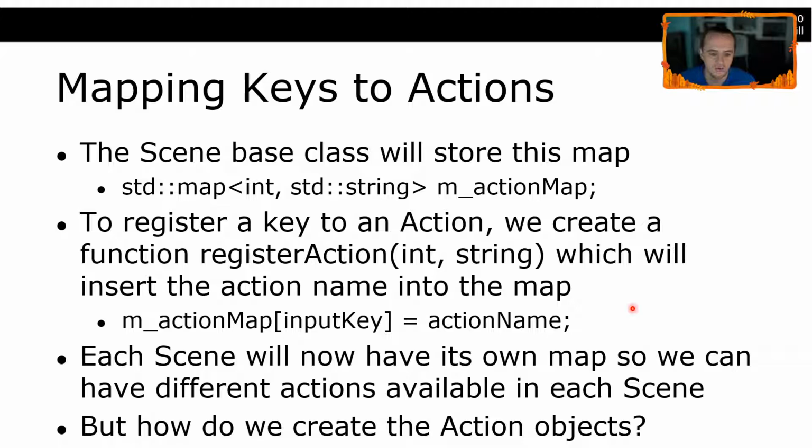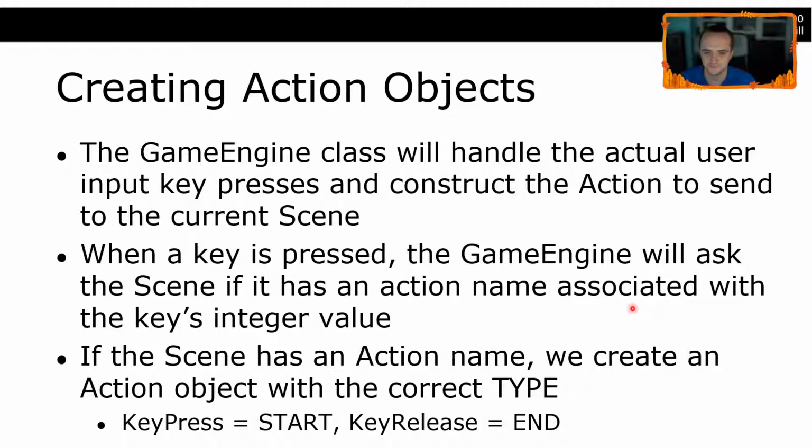But how are we actually going to create the action objects? The game engine class is going to handle the actual user input key presses and construct the action to send to the current scene. When a key is pressed in the game engine's user input function, the game engine is going to ask the current scene if it has an action associated with the key's integer value. If the scene has the action name, we can create an action object with the corresponding type. If it was a key press, we start this type of action, and if it was a key release, we end this type of action.